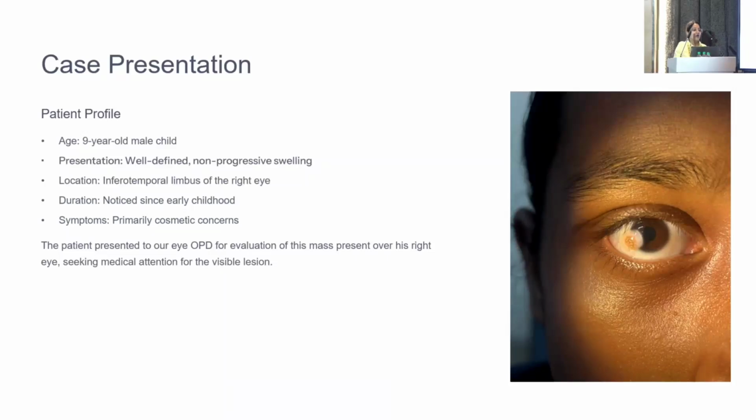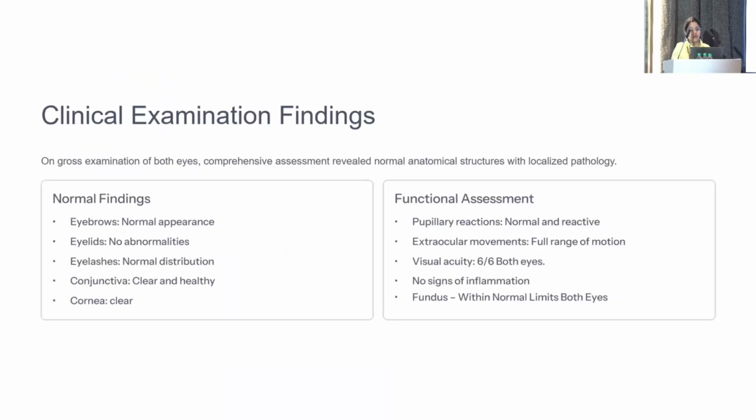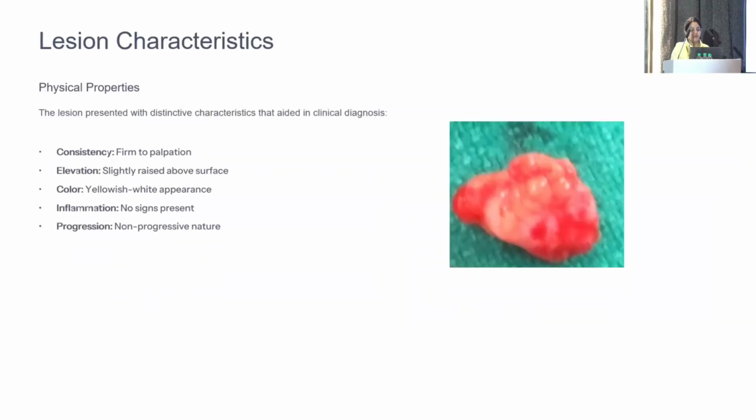Case presentation: a 9-year-old male child with a well-defined and non-progressive swelling in the inferotemporal limbus of the right eye was noticed with no inflammation and no other symptom. The main concern was cosmetic. On examination, eyebrows, eyelids, eyelashes are normal. Conjunctiva is clear and healthy. Cornea is also clear. Pupillary reaction is normal and reactive. Extraocular movements are full and free. Visual acuity 6/6 in both eyes. No sign of inflammation, and fundus was also within normal limits.